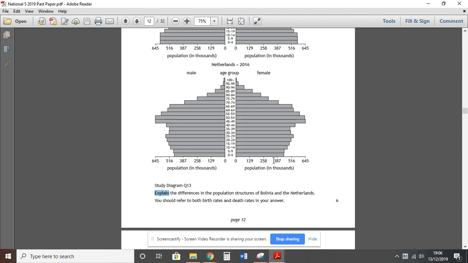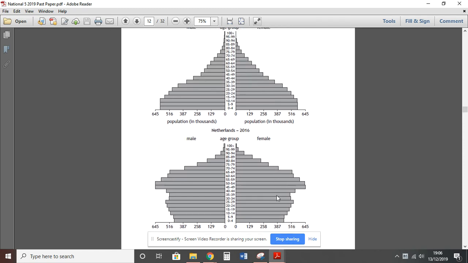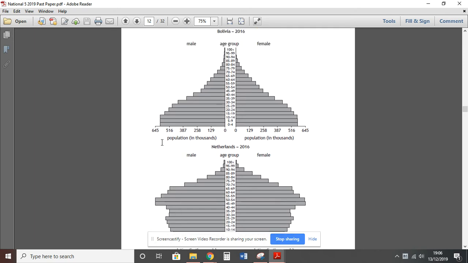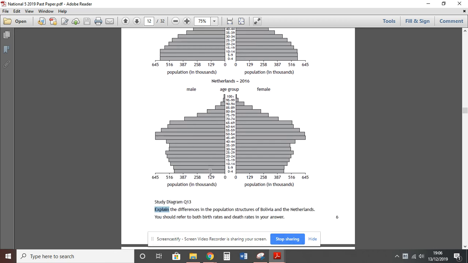Now, because it's explain, we're not wanting to describe. If we were asked to describe, we would say, for example, the 0 to 4 year age group in the Netherlands is much smaller than Bolivia, with only about 120,000 compared to Bolivia, which is about 400 and 400, so about 800,000. And that's me just comparing Bolivia with the Netherlands, but I'm not being asked to do this. I'm being asked to explain.